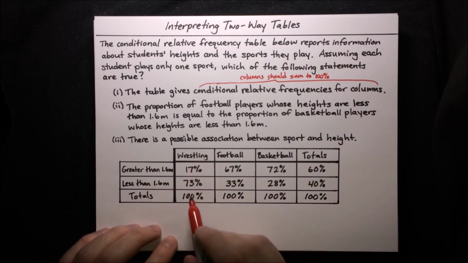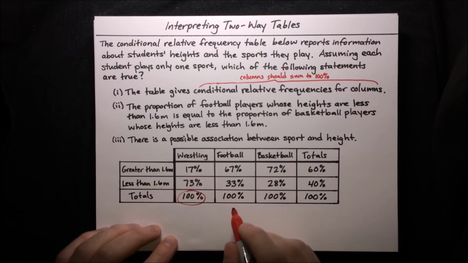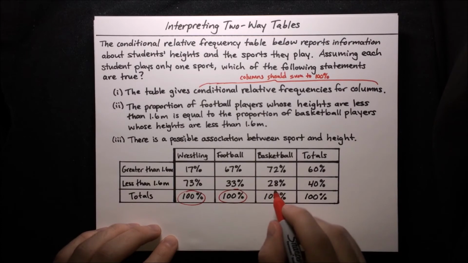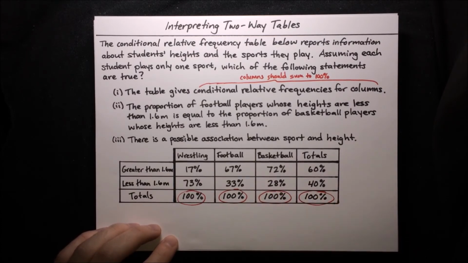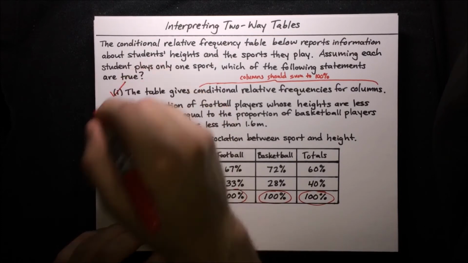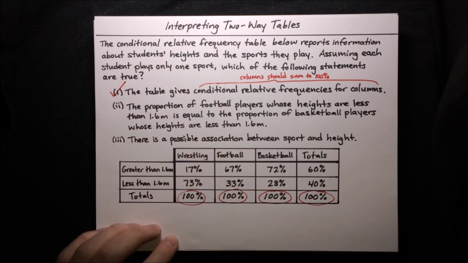Wrestling column, the total of that column, the sum is in fact 100%. Same with football, same with basketball, same with the totals column. 100% is the sum. So yes, this table does indeed give conditional relative frequencies for columns.